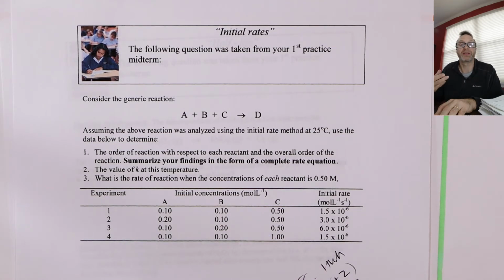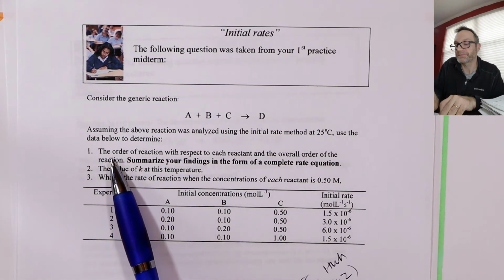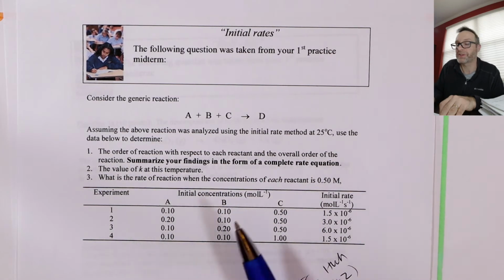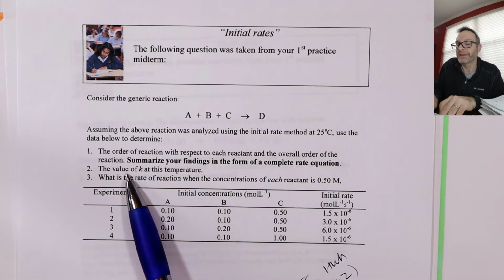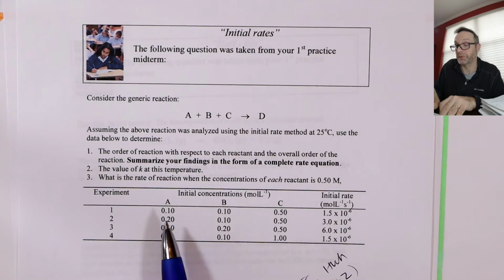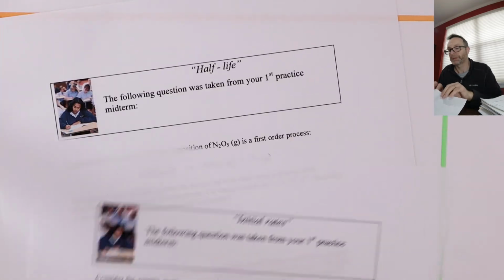Now, I'm not as strict with extra credit. On a test, and several people are still confused on this, you've got to follow the rules, and it's more formal. But here, for just a couple of points of extra credit, you can just take a picture. So, the usual thing: find the order with respect to each reactant and then get the qualitative version of the rate equation. Put the powers in. Find the value of k and its units. And then, when they're all 0.5, what's the speed? It's quite similar to one we did before.